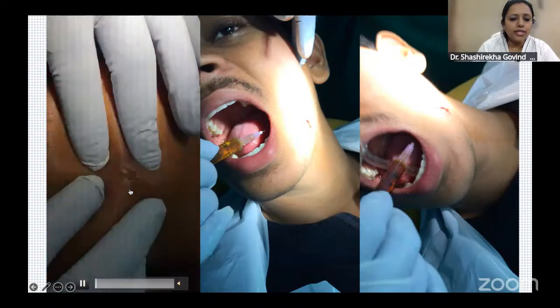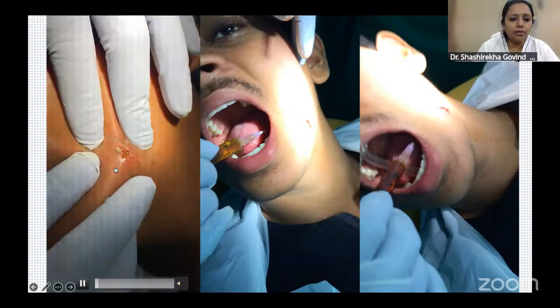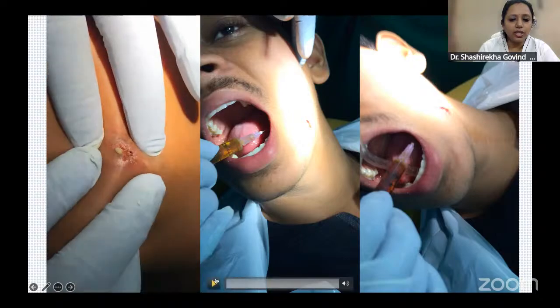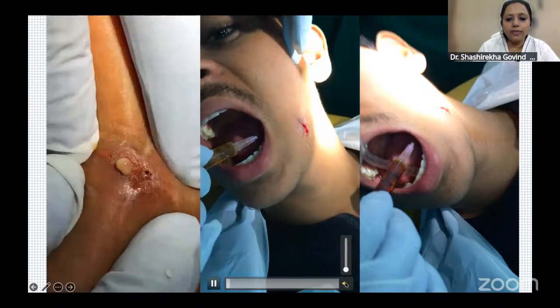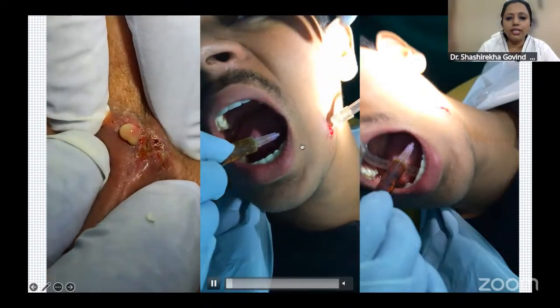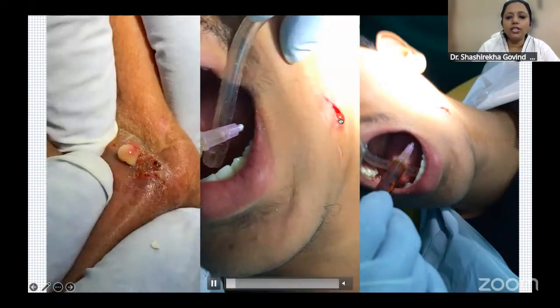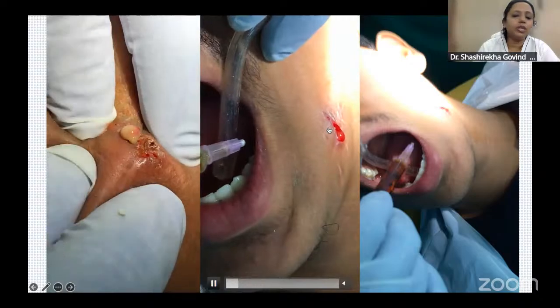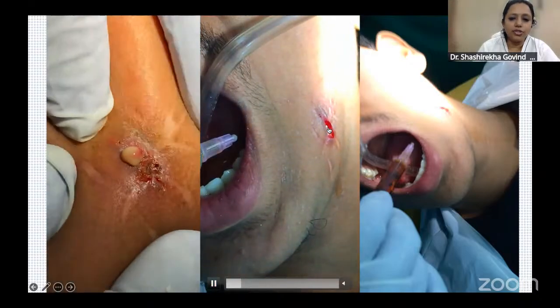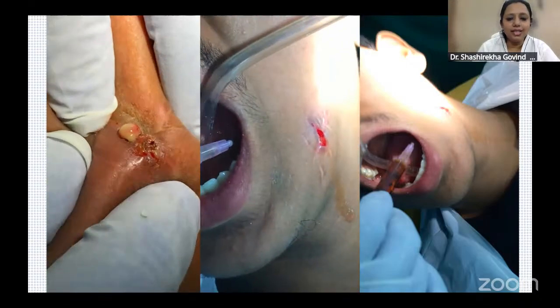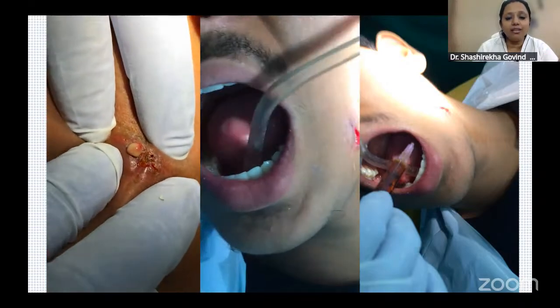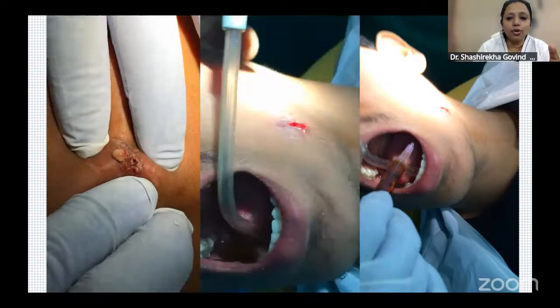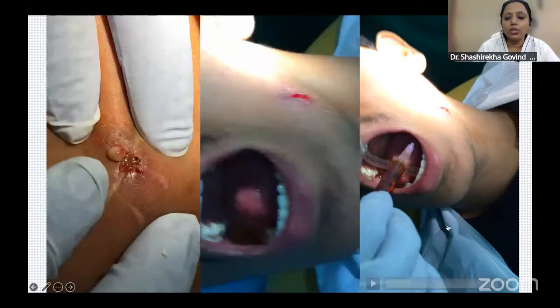So you can see the pus is discharged when I'm giving the pressure here, and here you can see on the distal canal, I'm trying to irrigate. The irrigation is just coming out through the sinus tract. So it's clear that the tooth is the main etiological factor causing the sinus.